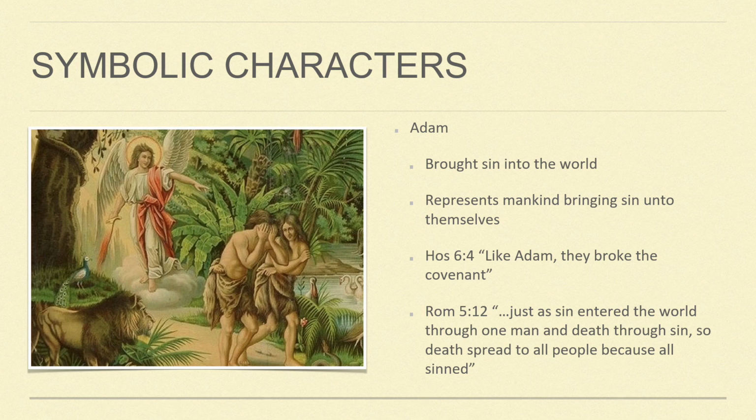Paul writes in Romans 5:12, "So then, just as sin entered the world through one man and death through sin, and so death spread to all people because all sinned. For before the law was given, sin was in the world, but there is no accounting for sin when there is no law. Yet death reigned from Adam until Moses, even over those who did not sin in the same way that Adam, who is a type of the coming one, transgressed."